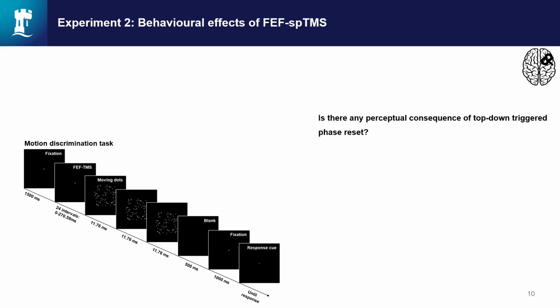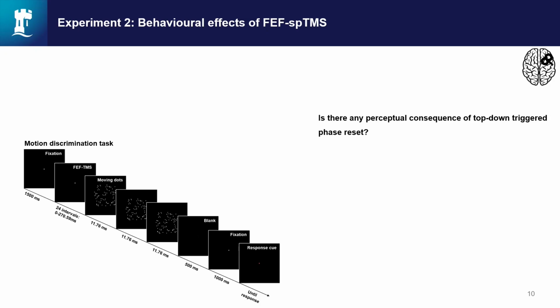And then we said, okay, this is like a starting point. Is there a real consequence to this phase reset that we're seeing? So we took the TMS-EEG data as a starting point, not like the end of the experiment. So we thought, okay, let's see what happens if we ask participants to discriminate dots. So we asked them to tell us whether the dots were moving to the left or the right. It's pretty standard. We know that this activates the visual cortex.